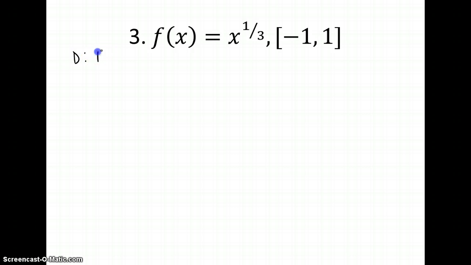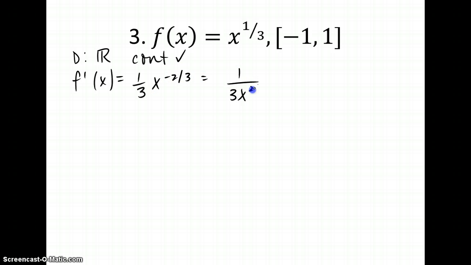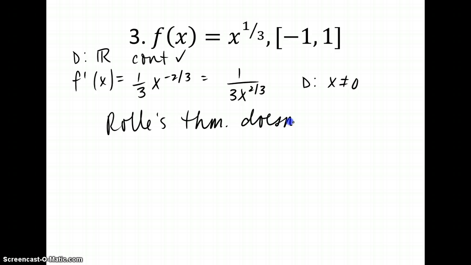Okay, the domain of this function, all real numbers, because we can take the cube root of negatives, therefore it's a continuous function everywhere. When we go to find the derivative using the power rule, 1 over 3x to the 2/3. When we look at the domain of this function, x can't equal 0, because a direct substitution would put 0 in the denominator. Since 0 is in the interval given, Rolle's theorem does not apply. Explain why: because f prime of 0 does not exist. And you're done. You can't move on.